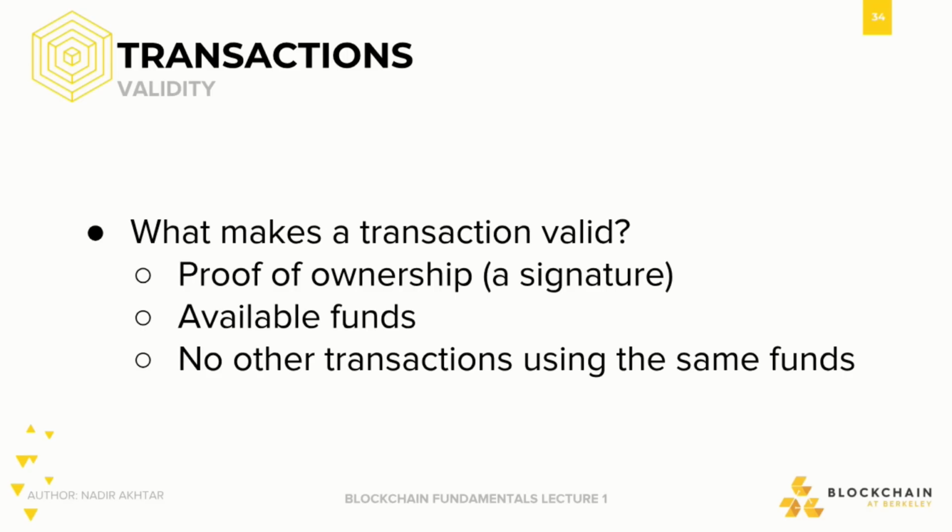So let's say I have $10 in my account, and I say I want to send $10 to Brian and $10 to Nadir. And then I tell you that I want to send $10 to Brian, and I tell Nadir I'm sending $10 to him. Technically, unless the transaction already went through, I still have $10 in my account. So what if they go at the same time, right? So we need to make sure that we're not spending the same money twice.